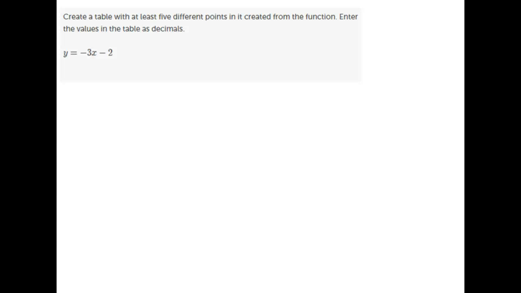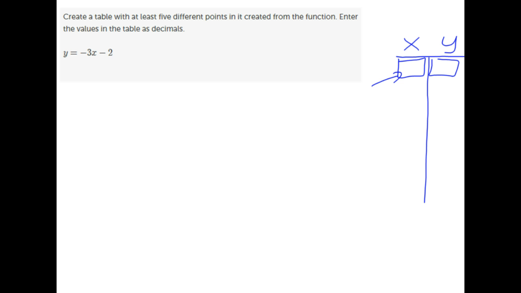Views of a function. In this problem, it says create a table of at least 5 different points. Somewhere over here on the right side of the screen, they have some kind of a table with little boxes for you to insert the numbers. All you're doing is an input-output table. So continuing to use this, this is my x values, this is my y values.